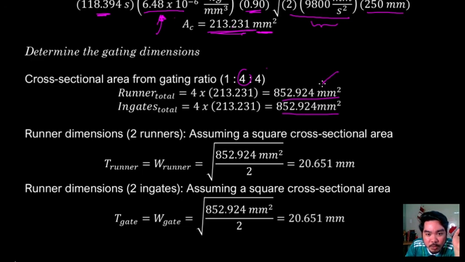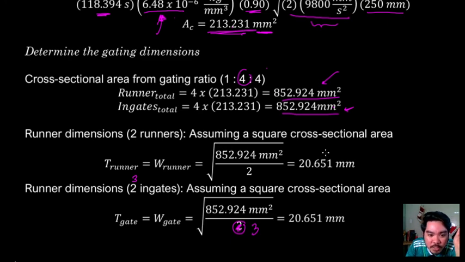Therefore, this area, we divide this by 2 to get the individual runner dimension. And this also, we divide by 2 to get the individual gate dimension. So for example, the problem gave 3 in-gates, then we need to divide this by 3. This value will be 3. Then, we can assume that the cross-sectional area is square, right?